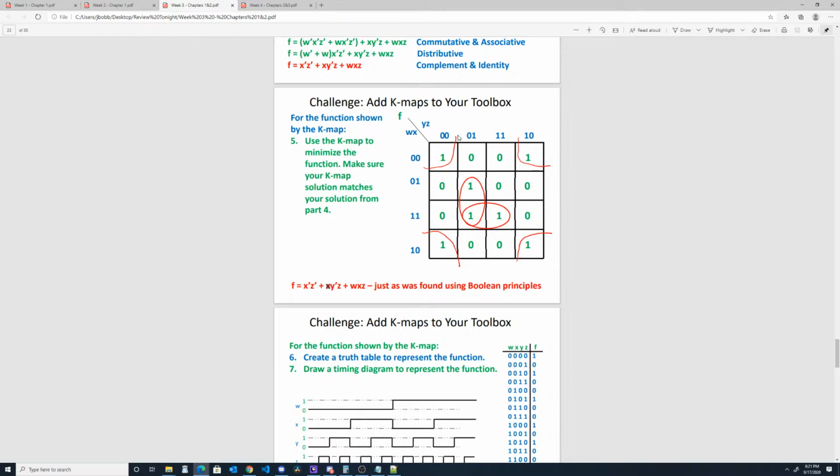Let's look at the YZ, right? YZ stays the same. YZ doesn't change. We're not going across like this, we're going like this. So YZ is always 0, 1, so we're going to keep those. So we're going to have Y naught and Z. So that's where we get X, Y naught, and Z. That's where that term comes from.